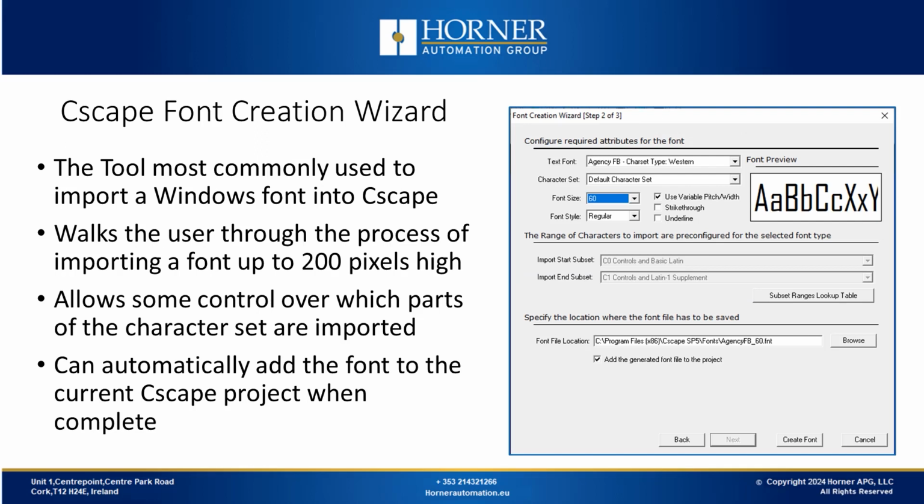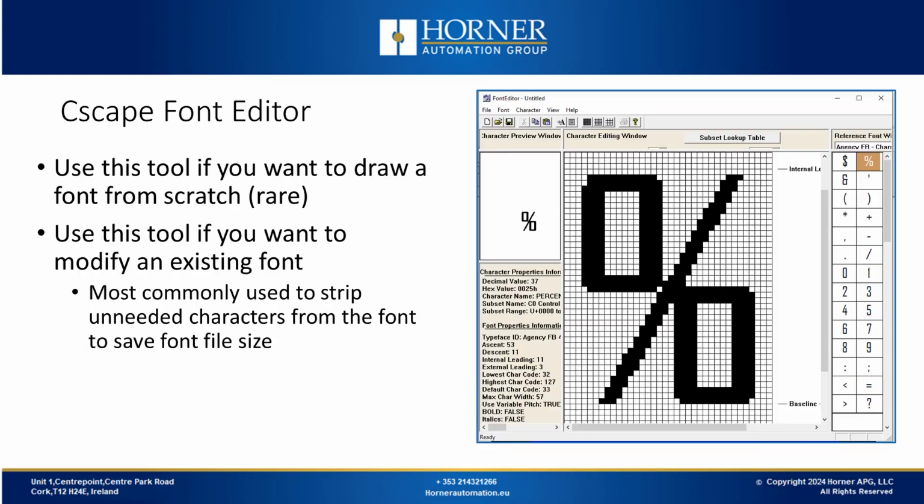Another font tool available in Cscape is the Font Creation Wizard. This tool allows us to take standard fonts that already exist on our computer and easily import them into Cscape, and then convert them to an FNT file format. When we import a font, we need to select the size we want to import, as we aren't able to resize the font once it is imported. This can require a bit of trial and error to find the size that is the best fit for your project.